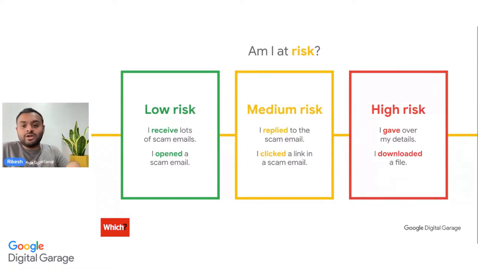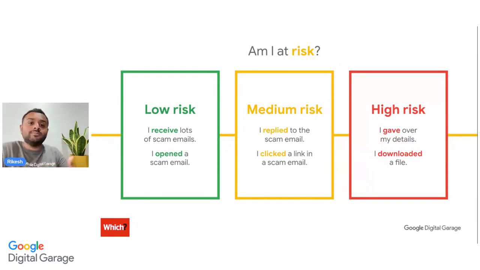So if you're at low risk, you don't really need to do anything. Just make sure that your security settings are still on point. And with those scam emails that you get through, especially the ones that you open by accident, or the ones that you think might be real, and then you open them up and realize they're not, just hit the button, move to spam.